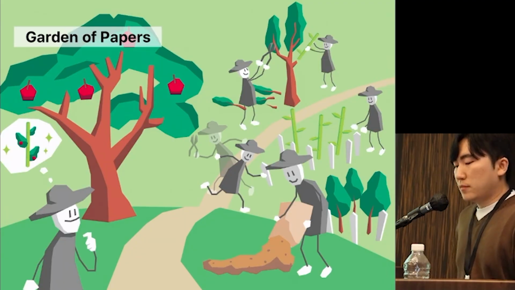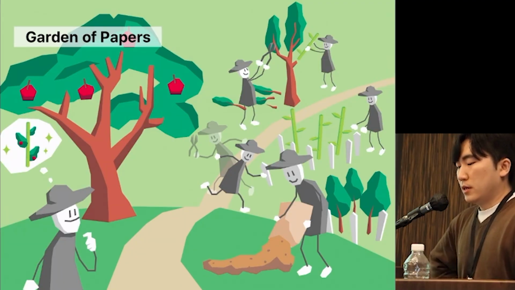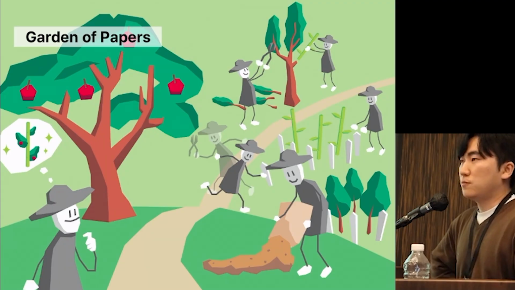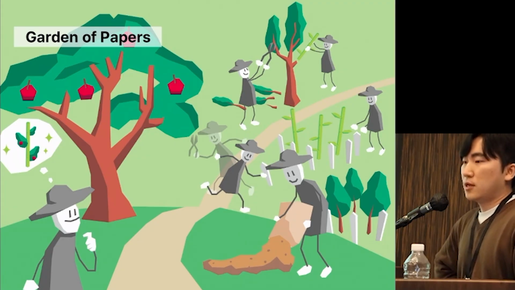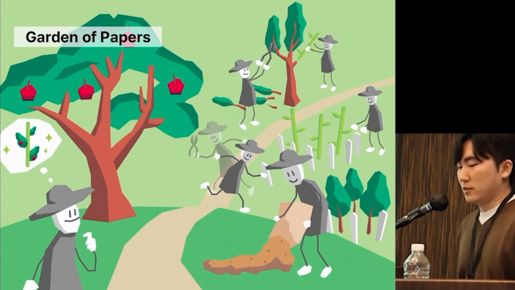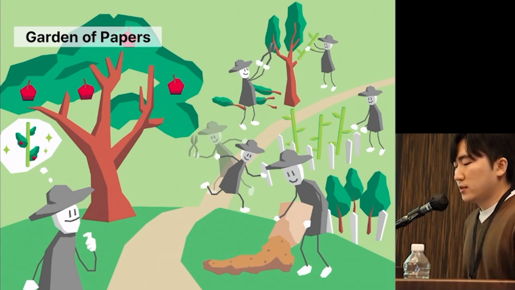So I propose a metaphor, the garden of papers. In this garden, researchers can use visual thinking and spatial memory, so they no longer feel anxious about missing a paper, overwhelmed by the thought of reading them all, or frustrated when they cannot see the big picture of the citation relationships. So that is the garden I want to open.